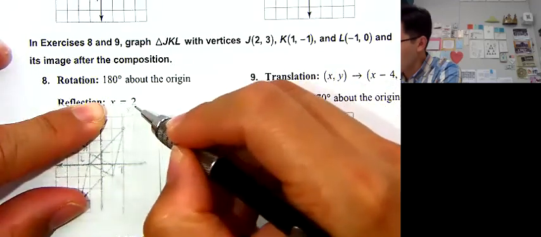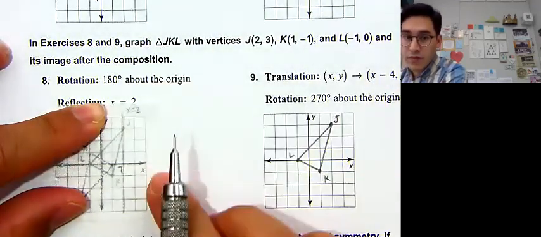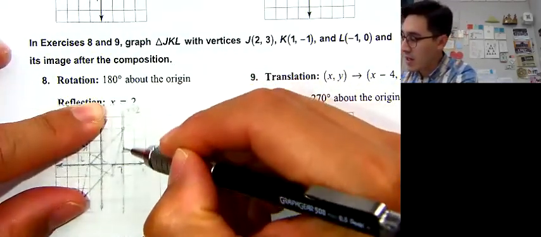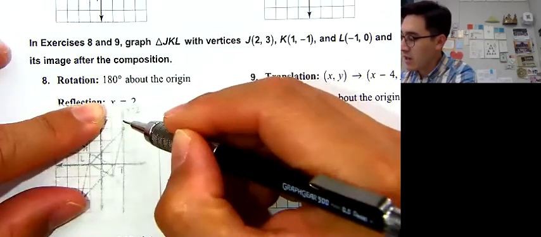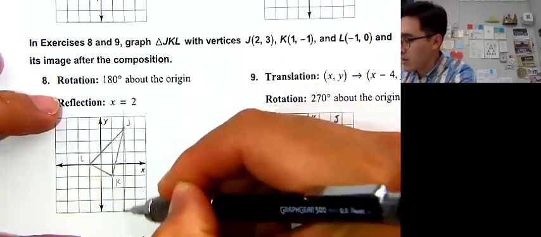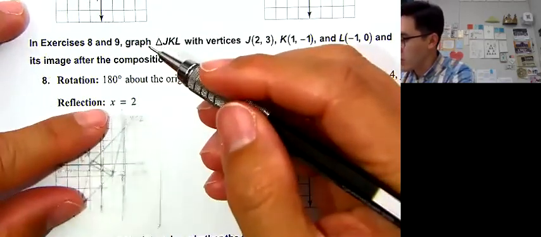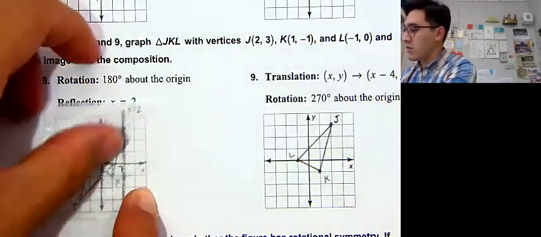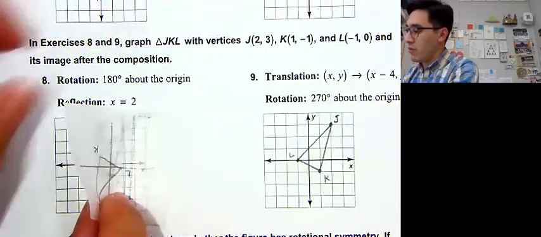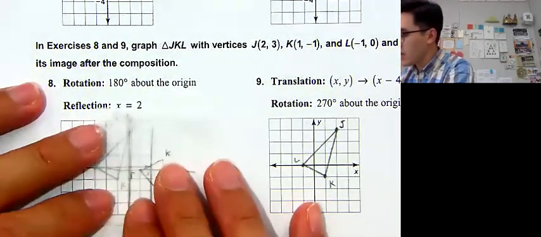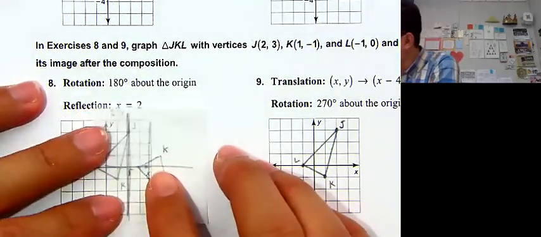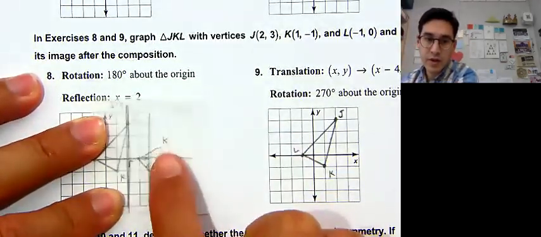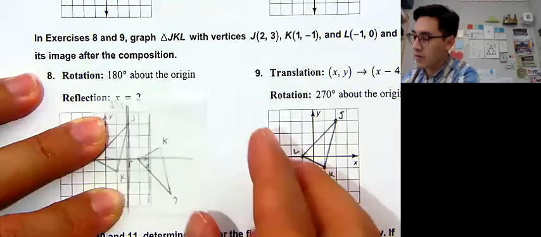Okay, x equals 2. So I'm going to flip the paper over, making sure that I line that line up with where it is right here. X equals 2. We just want to keep that line where it is. So we're going to flip like this, making sure we line that up again. Okay, and so here is our new triangle over here.